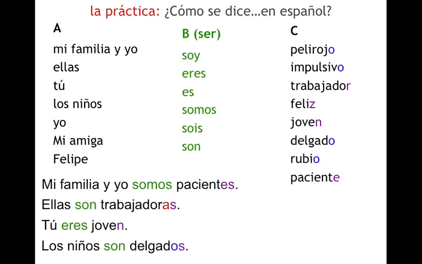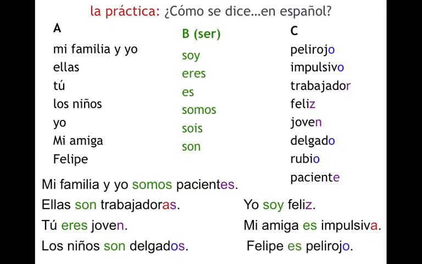Next one, I am happy. Yo soy feliz. Not too much to change there with feliz. Stays just like it is. Whether you're masculine or feminine, it will be feliz. Next, my friend is impulsive. My friend happens to be female. Mi amiga es impulsiva. And the last one, Felipe is a redhead. Felipe is masculine. He's a redhead. Felipe es pelirrojo.